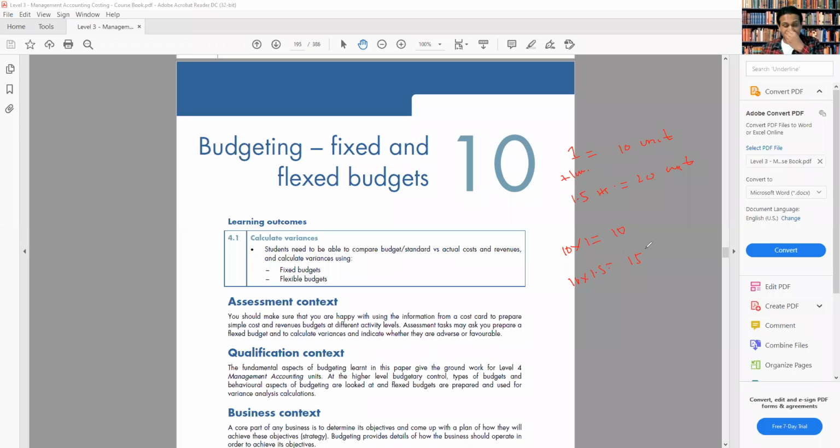So now if your manager tells you, why did you spend 15 pounds for the wages? Because our plan was to spend 10 pounds, but you have spent 15. So 5 pounds is the adverse variance. If the organization follows the fixed budget, they will show 5 pounds as the adverse variance. They'll say it is bad for the company because we had a plan to use 10 pounds, but we have spent 15 pounds.